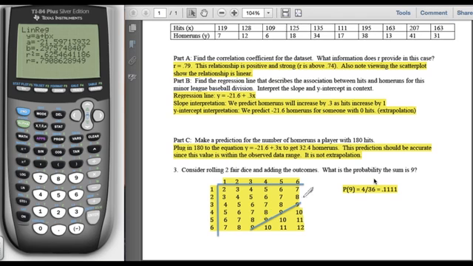There are 36 total possibilities here. You could count all of these up to get your 36, or you could say this 6 times this 6 gives you the 36 total. So 4 divided by 36 as a decimal is 0.1111. The preferred method on the test will be to give your answer as a decimal.